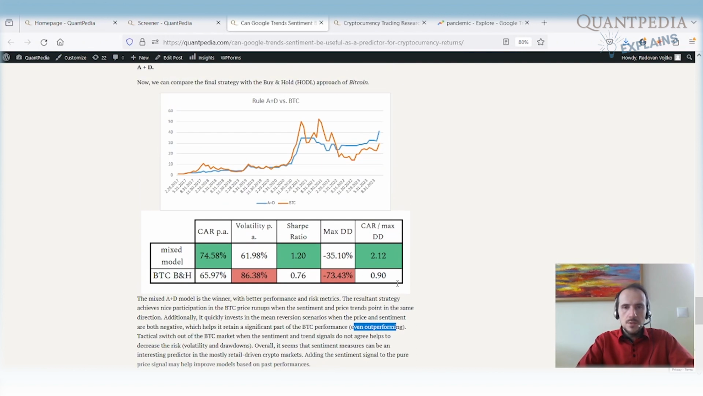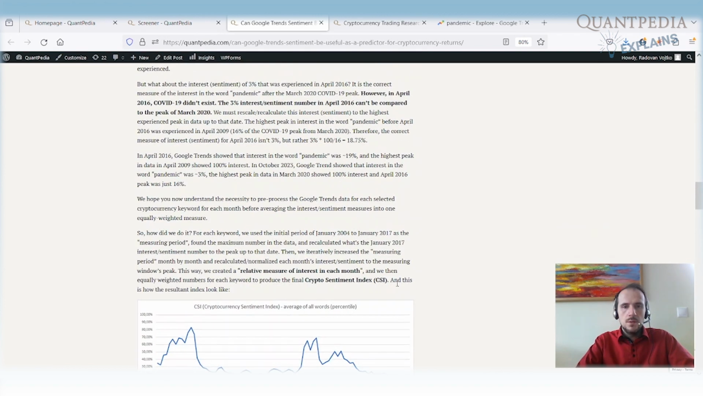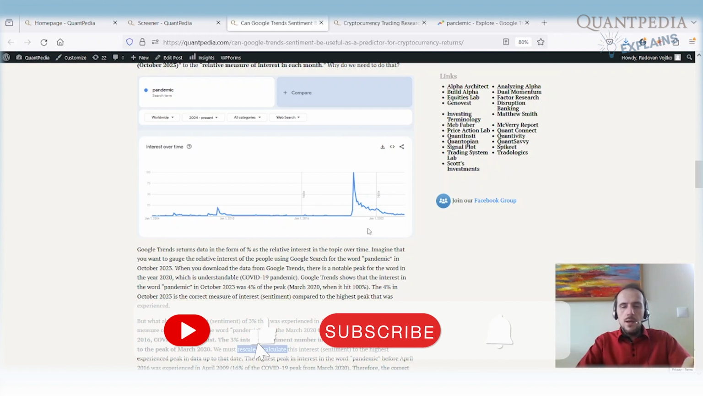I hope that you liked this trading strategy. It's very, very simple. Just be careful and do not make a mistake. You need to recalculate the data from Google Trends from month to month. So you cannot just download the data and use it without rescaling or recalculation. Pay attention to that. Otherwise, if you're interested in Bitcoin trading, I think this strategy can be interesting for you.